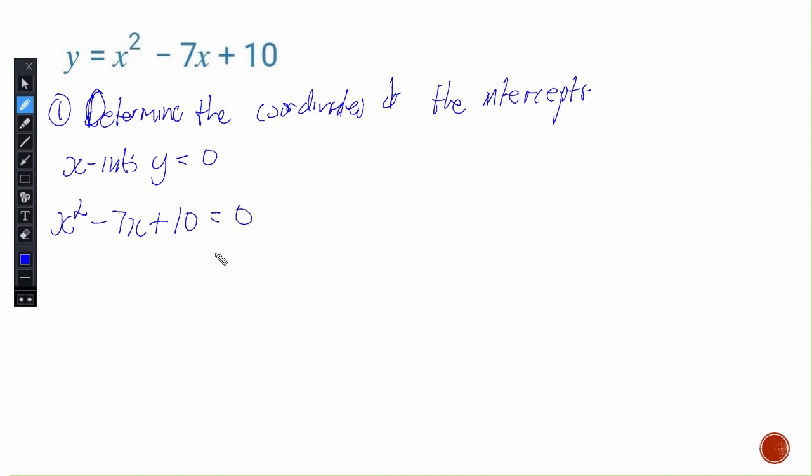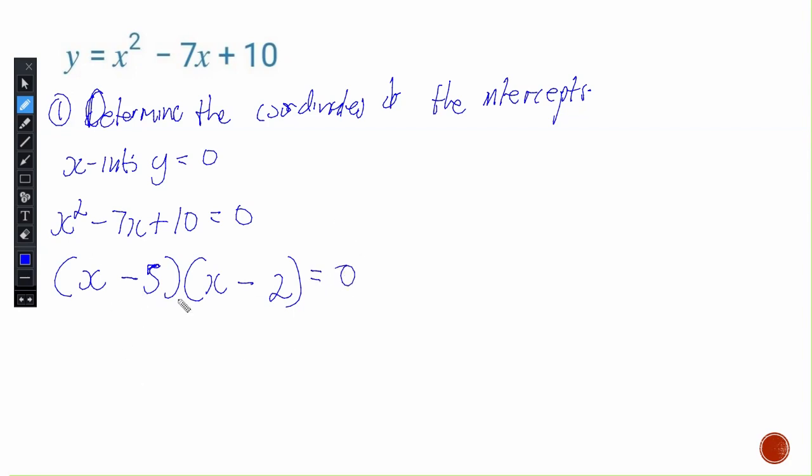Now, it's your choice whether you know how to factorize this or you're simply going to rely on your quadratic formula. If you were to factorize, we already know it's x here and x here. We want the factors of 10: when you multiply them they give you 10, and when you add them they give you 7. That's obviously 5 and 2. Because the 7 is negative and the 10 is positive, we have to have a negative and a negative in between the brackets.